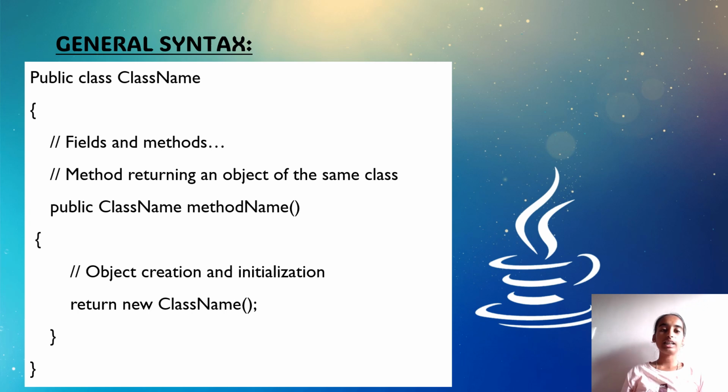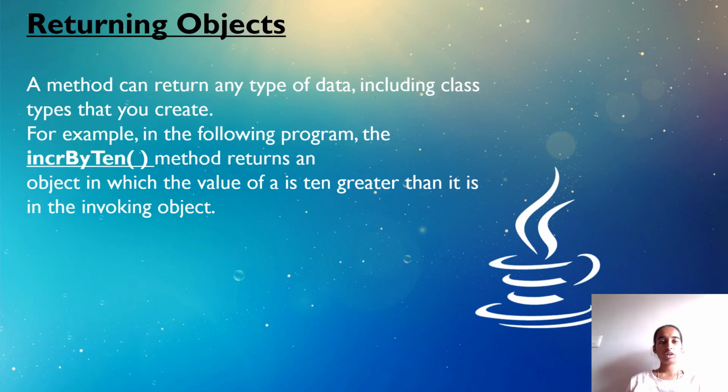Let us see the syntax of returning an object. Public class, class name, open the brackets, fields and methods. Here the method returns an object of the same class. Public class name, method name. Then open the bracket, then object creation and initialization. Here the object is created and it is initialized. Then return new class name. Then close the braces.